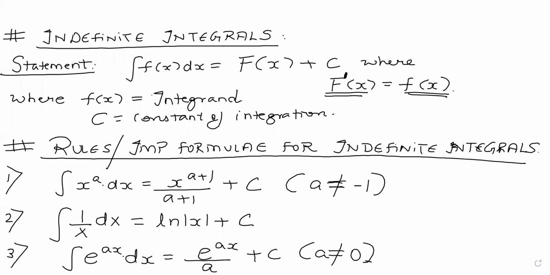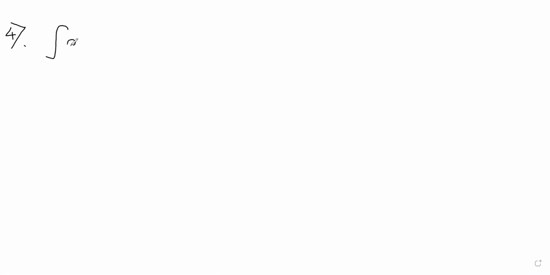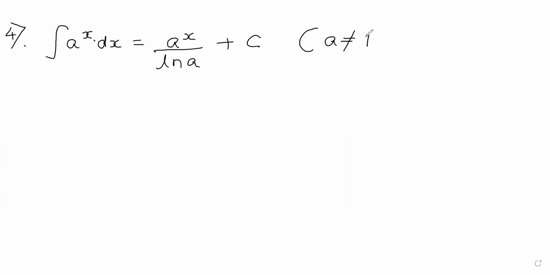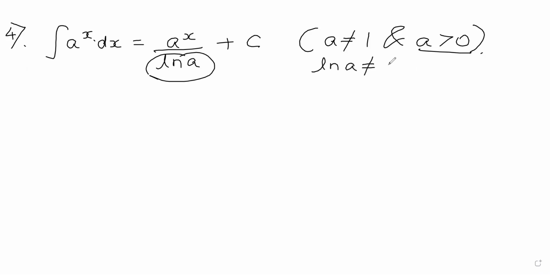And then students can write the fourth rule, which is as follows: integral a to the power x dx is a to the power x divided by ln a plus c. Provided, guys, ln a should not be equal to 0. That means a should not be equal to 1 and a should be strictly greater than 0. All of us know that ln of 0 is minus infinity. So all of you know that when is the natural log function well defined? The natural log function is well defined if a is greater than 0 and the denominator is ln a, and ln a should not be equal to 0, which implies a should not be equal to 1.